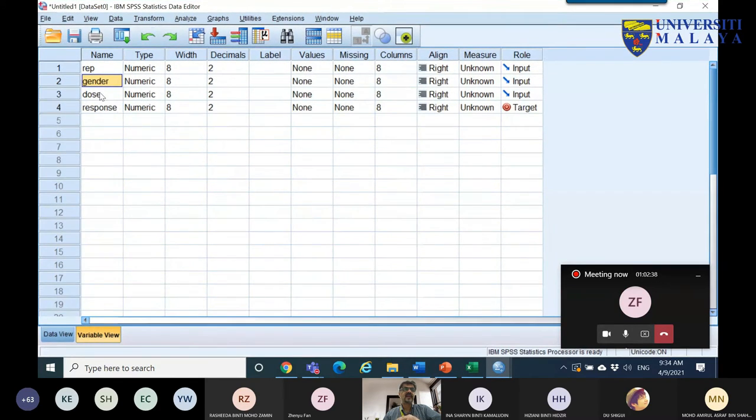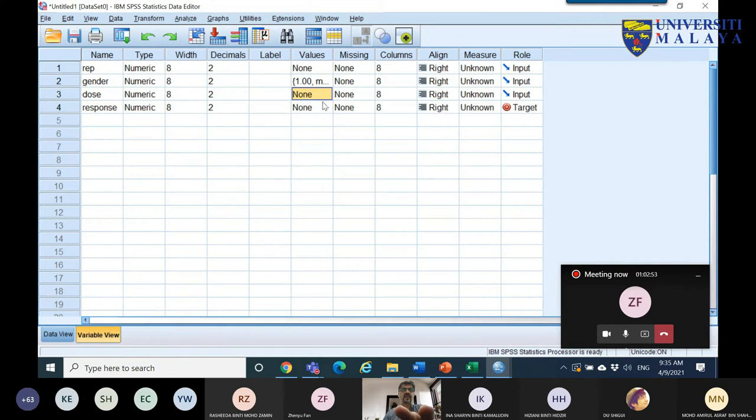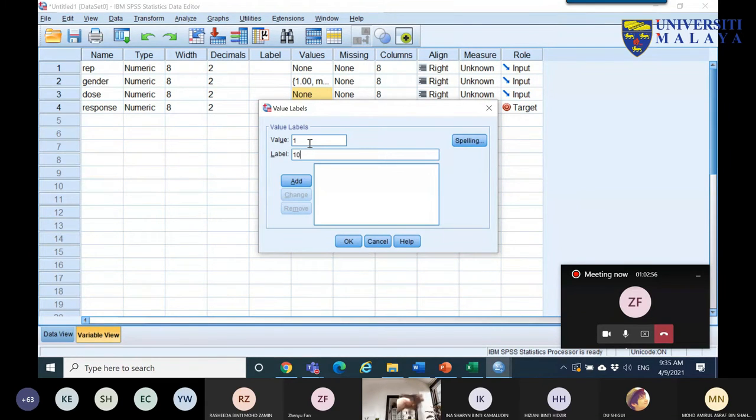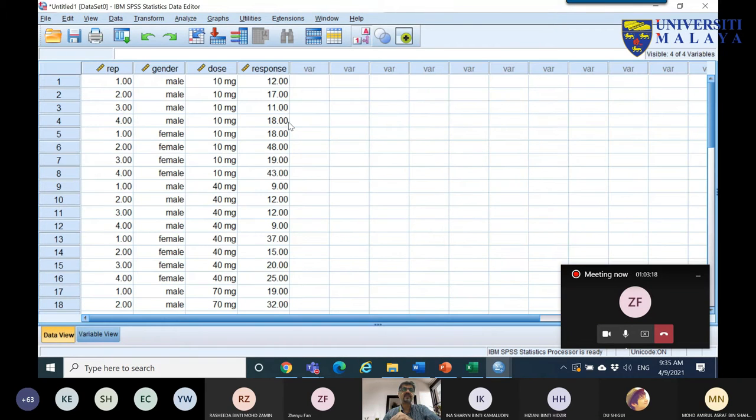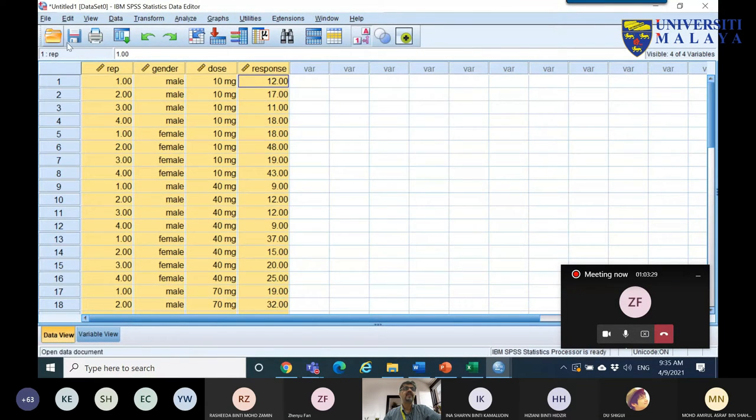So then that's why the gender, we just put one is male, two is female. Dose, one is 10 mg. Two is 40 mg, if I'm not mistaken, or no, no, hold on. 10, 40, 70, yeah, 40 mg. And three is 70 mg. That's all. Correct? I just converted my data from this form into the right format for analysis.